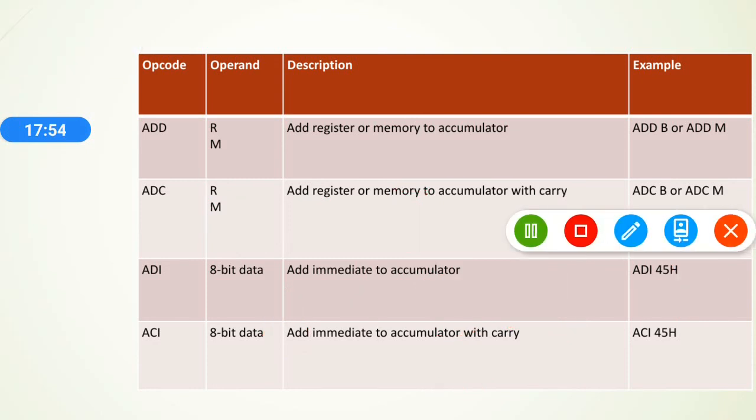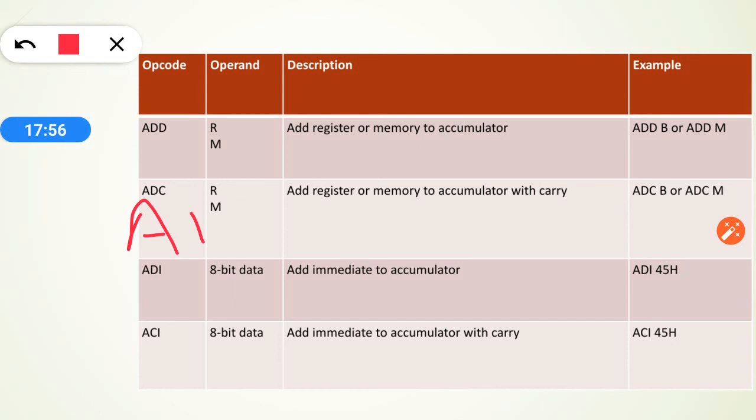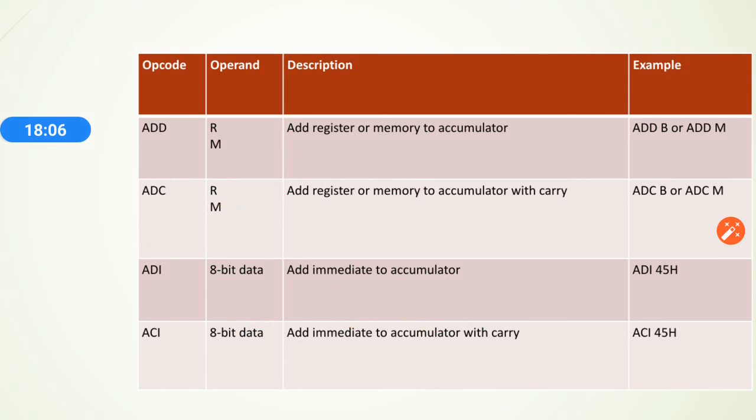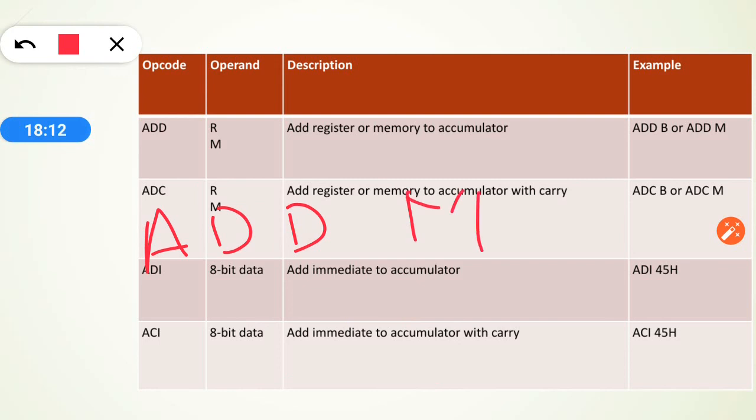So now suppose I am writing ADD C. So it means A plus C, right? Add contents of A with contents of C register, right? So similarly, suppose I write ADD M. So it is add contents of accumulator with contents of memory location.